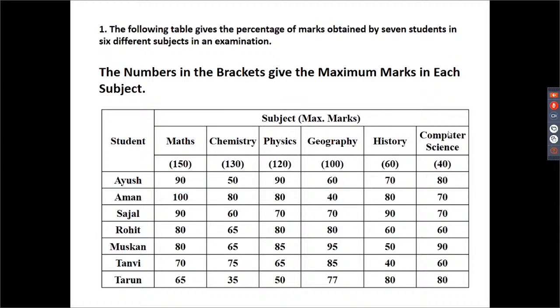Ayush getting how many marks in mathematics? 90? No. Remember, read the statement clearly. The following table gives the percentage of the marks. It means that in the bracket, the mathematics maximum marks are 150. In that, Ayush is getting not 90 marks, but 90% marks in mathematics. Ayush getting 50% marks in chemistry, 90% marks in physics, 60% marks in geography. It means that 90% of 150 is 135.